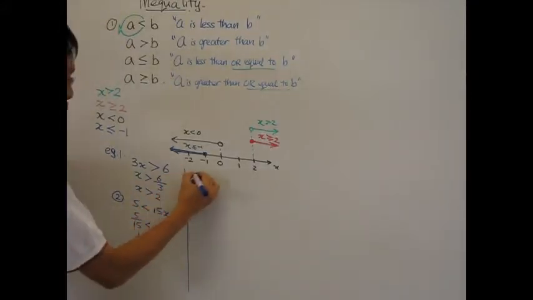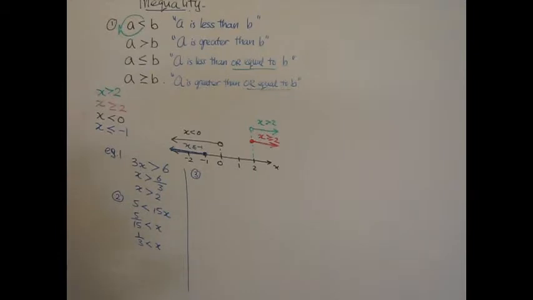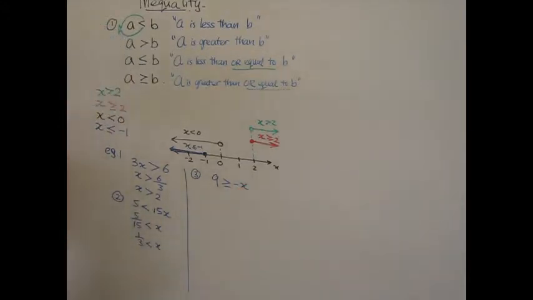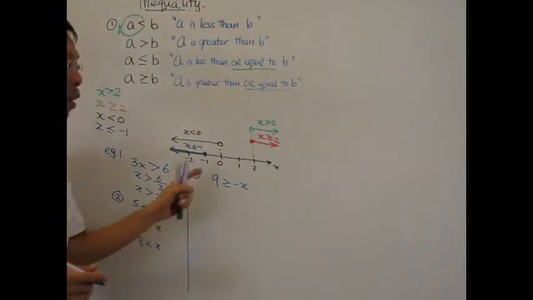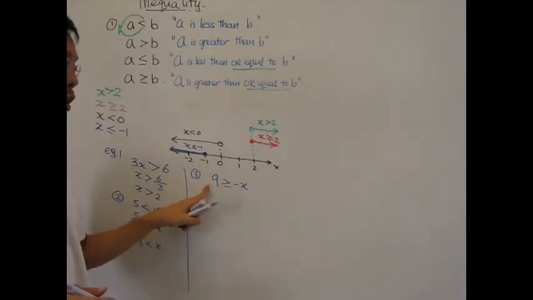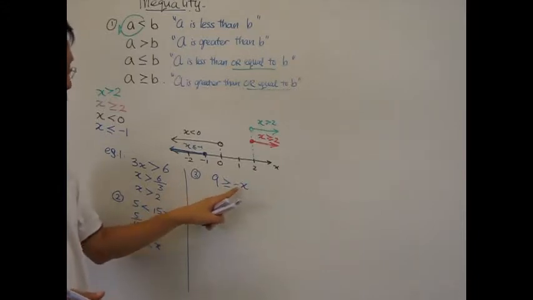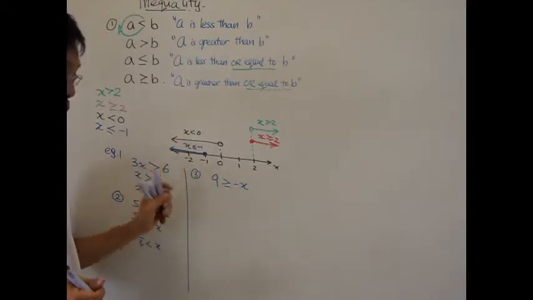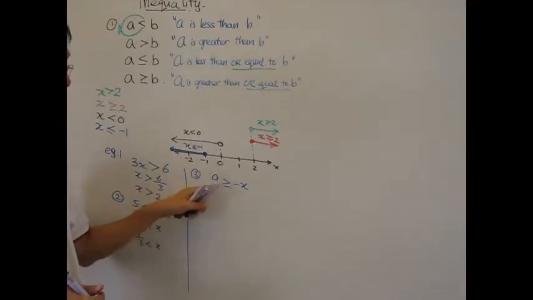Now let's look at another example. Example number 3, let's say we have 9 greater than or equal to -x. Now we have a -x, what should we do? What numbers, when I put them into x here, must be less than or equal to 9? Can I put in 1? If we put in 1, -1 is less than or equal to 9. That's good. Can I put in 2? Yes, -2 is less than or equal to 9. Can I put in 10? If I put in 10, -10 is less than or equal to 9.